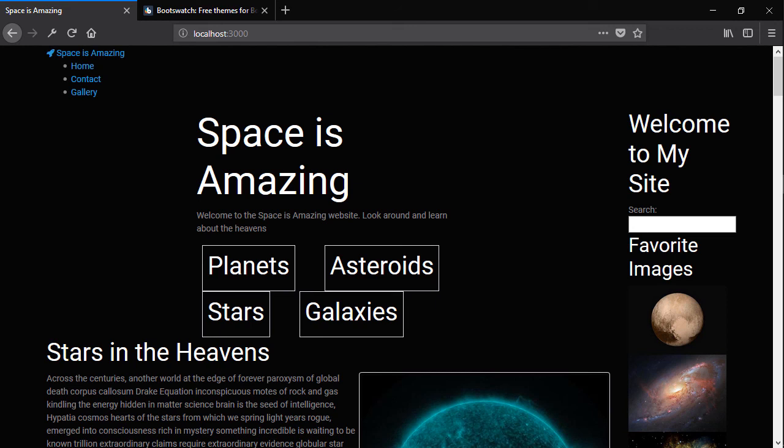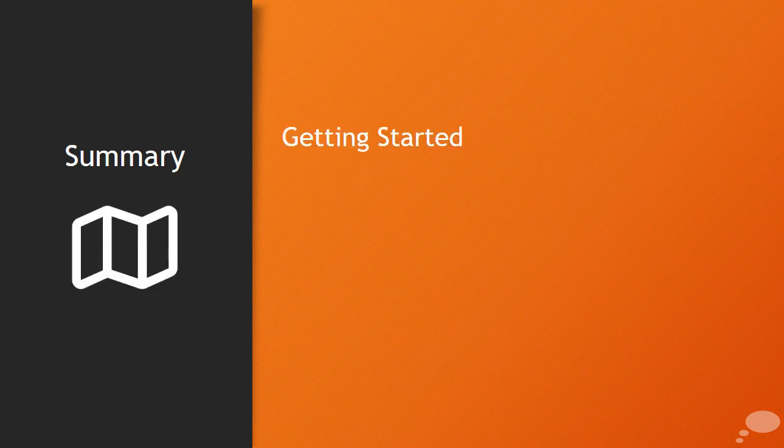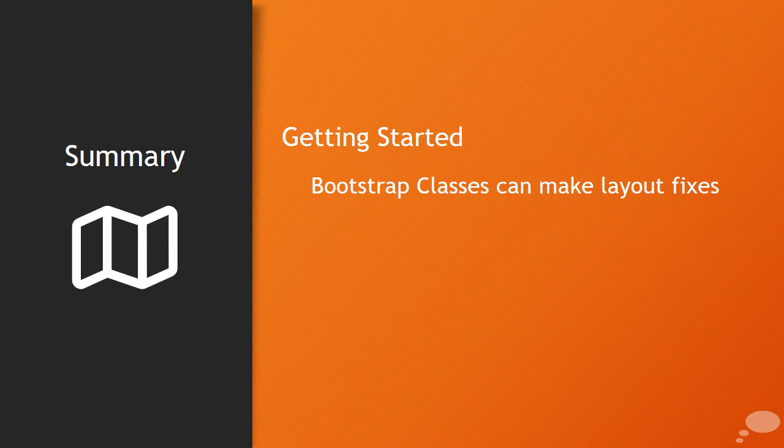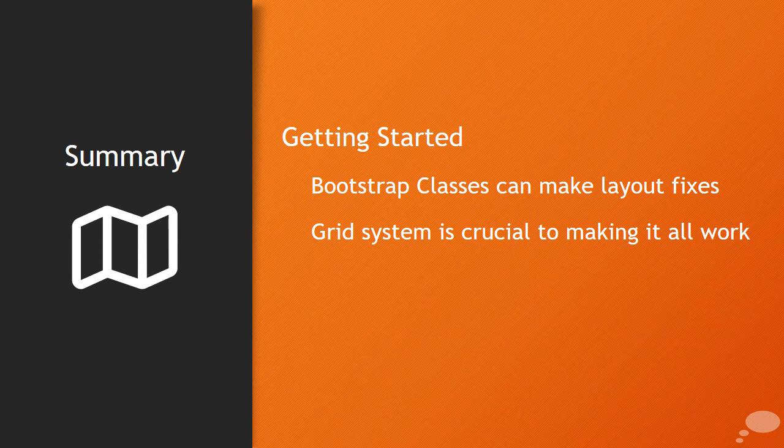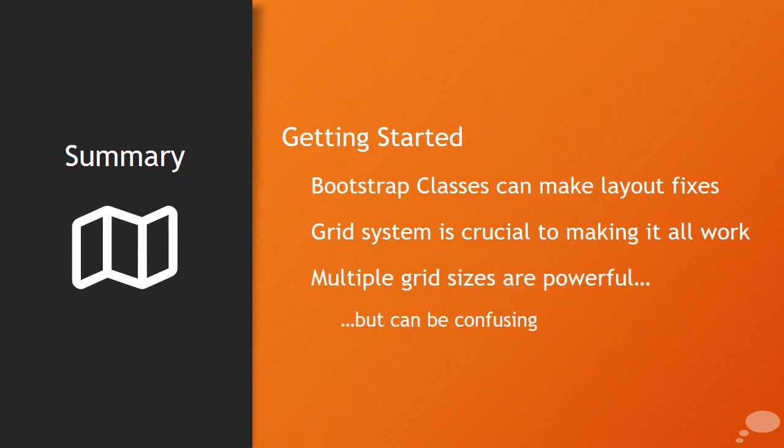Let's wrap up this module. So in this module, we've got started with some of the basics of Bootstrap. We've seen how classes can help you make layout fixes in the way you want to do things by using padding and margin and changing the display of certain elements. I've shown you how critical the grid system is, and that using those multiple grid sizes is really powerful. It can be confusing at first, but once you embrace the grid of 12, I think you'll be much happier. Thanks for joining me for this module.